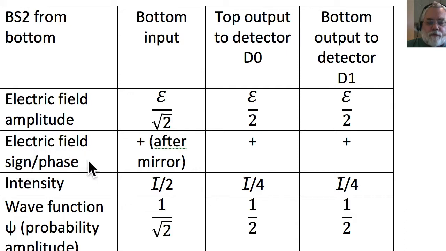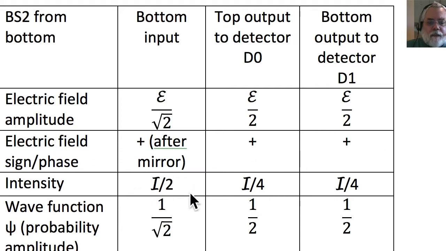Now the electric field sign or phase had been negative after beam splitter 1, but after it reflects off its mirror, it becomes positive. And this sign does not change in going to detector D0, transmitted through the glass, nor on the way to D1, reflected off the glass side of the half-silvered mirror.